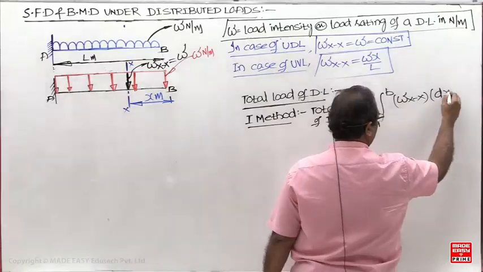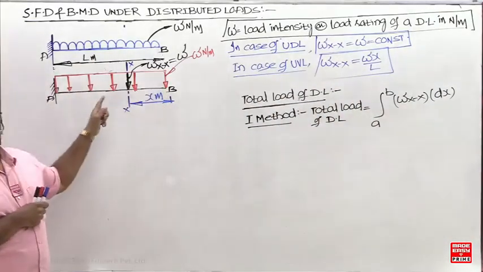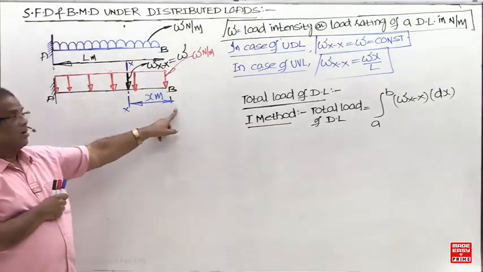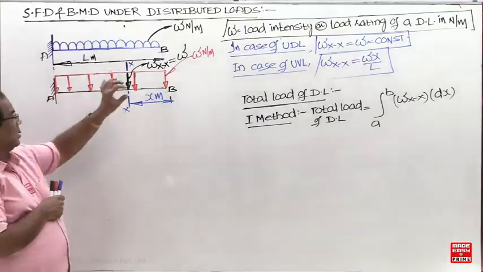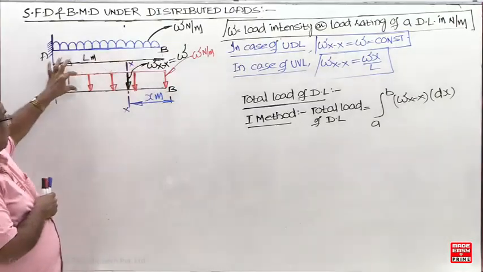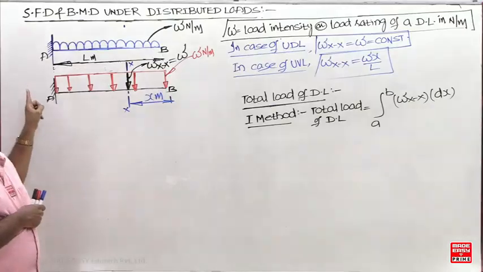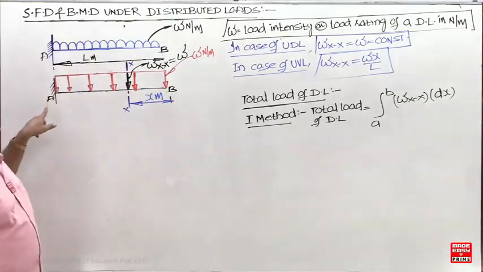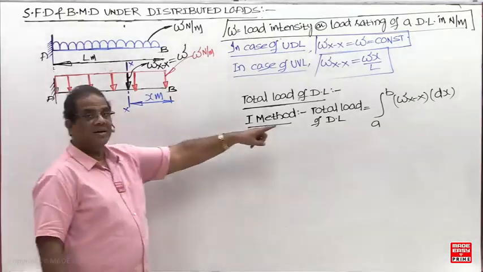Total load. In our case, what is the limit for x now? X is taken from the right side. Now the lower limit is 0. What is the upper limit now? Where is the next load acting? The same UDL is acting up to what now? Fixed end. In between there is no other load. So the limits are 0 to L.